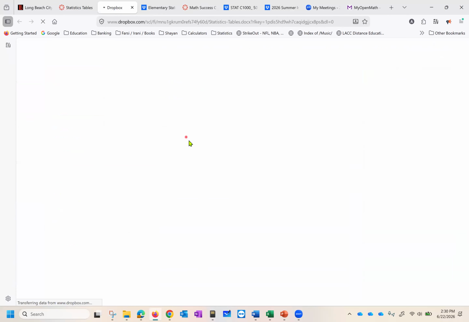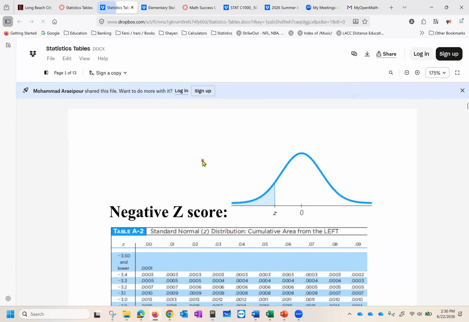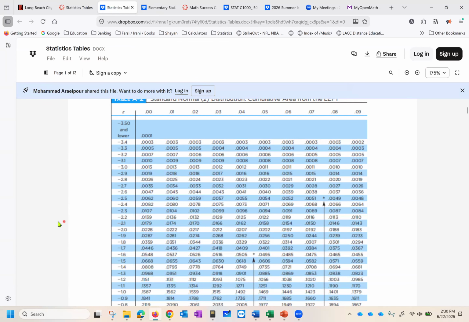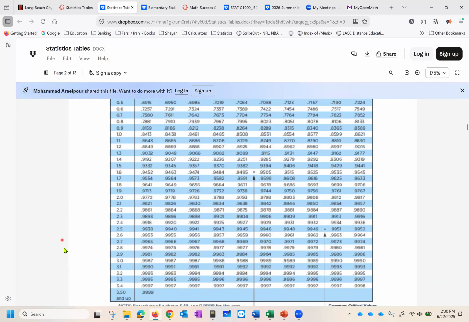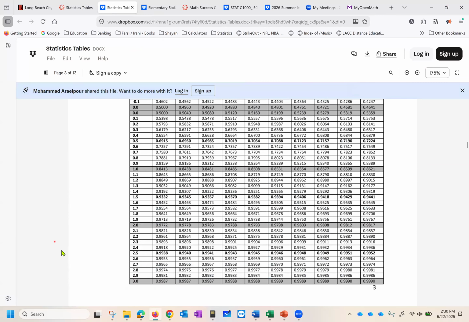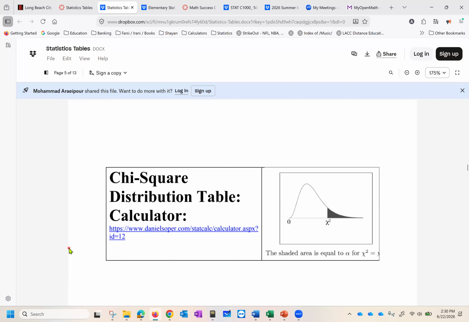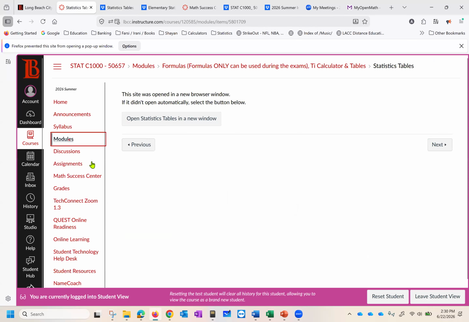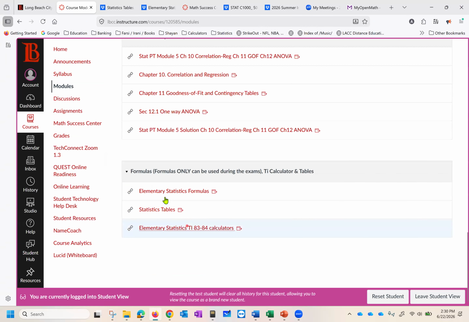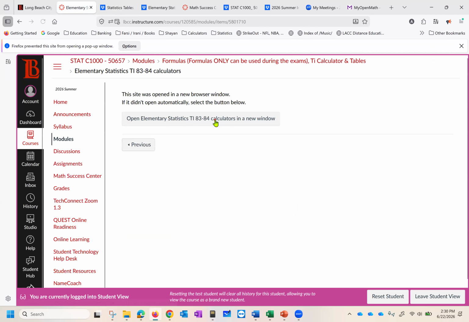You need a table, but you can even use a calculator instead of that. For example, the z-score or the z-table, the t-table, chi-square table, and so on. So we have the very last module, we have formulas, tables. And now, what about the calculator? I want to show you a couple of things you find here.